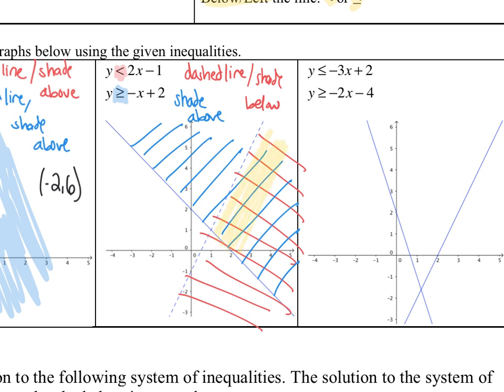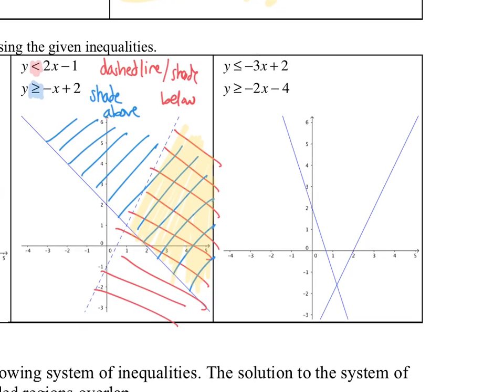So I could pick any solution within this area, and that is considered the overlap of the two inequalities, okay? All right, let's try one more. So in the last one, we have y less than or equal to negative 3x plus 2. Now, since they both are equal to and they're both solid lines, I have to figure out which line this actually is. And I know that this is going to start at 2 because of the y-intercept, so I know that it must be this line right here, okay, that I just highlighted.